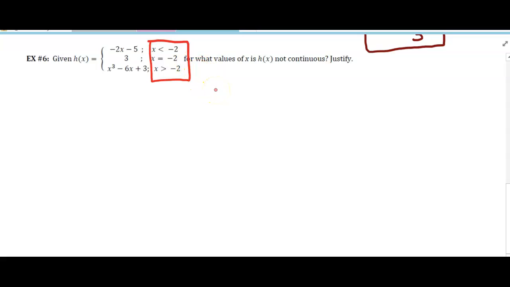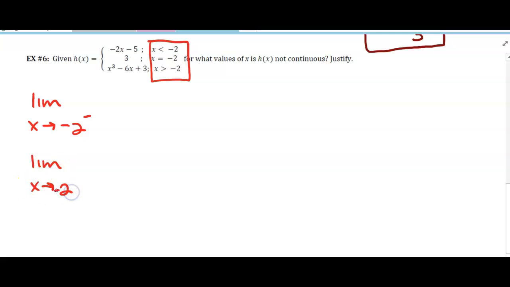There's a chance, because of jump discontinuities or holes or whatever, that x equals -2 would be the only value potentially where h of x is not continuous, so that's where we are going to focus. Well, again, let's start from the definition of continuity. In order for this function to be continuous, the limit as x approaches -2 needs to exist. And in order for that to exist, we need to break it up into our left and right-sided limits.